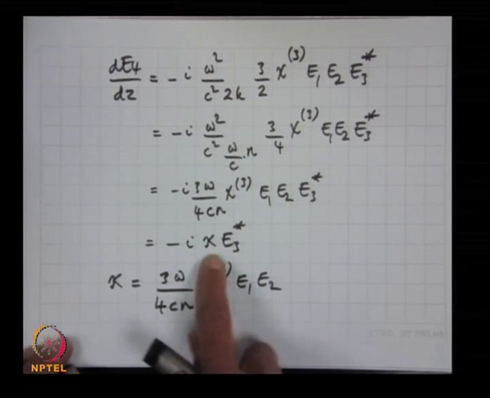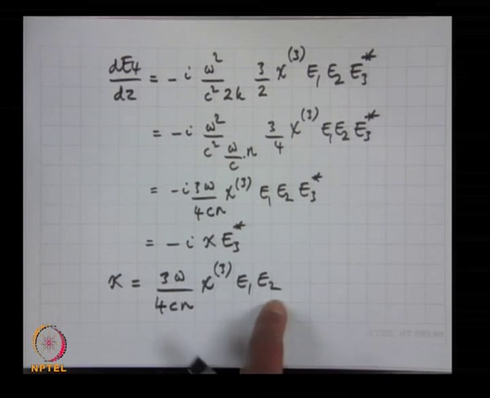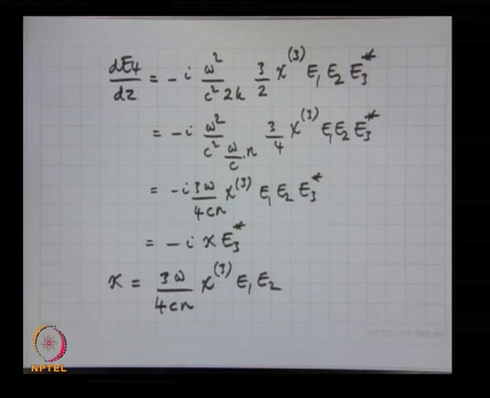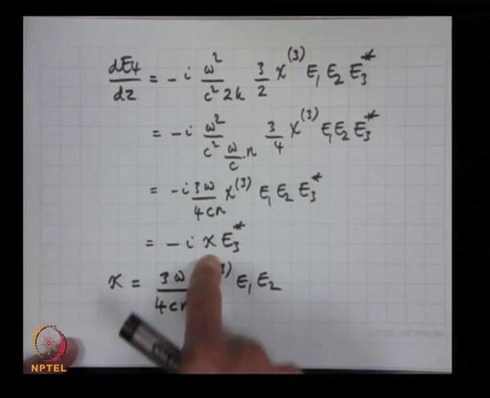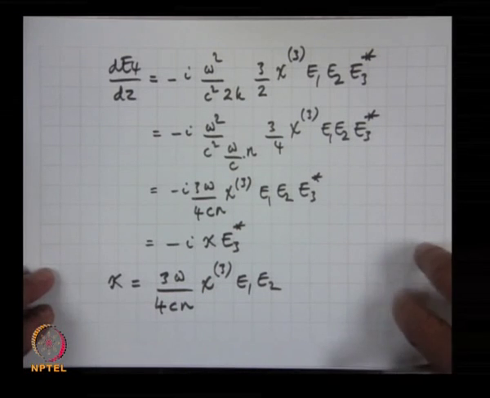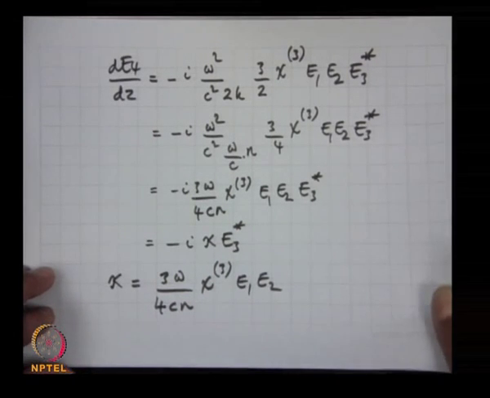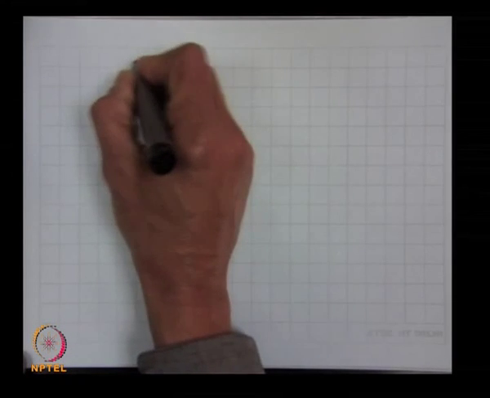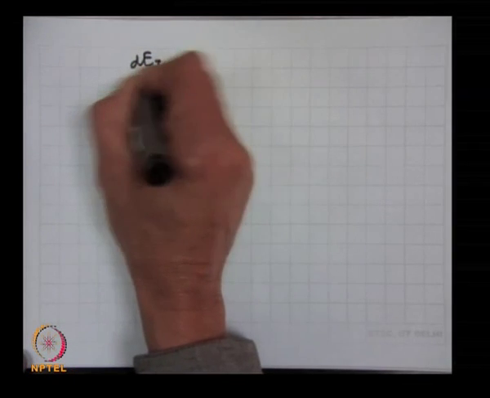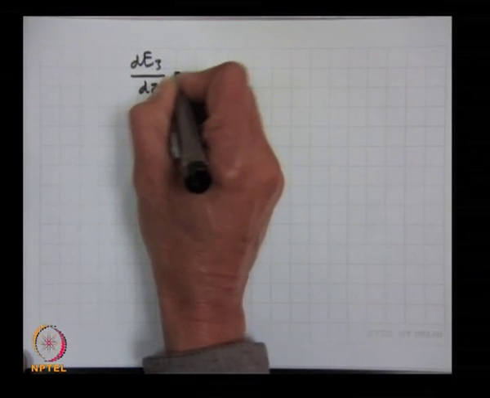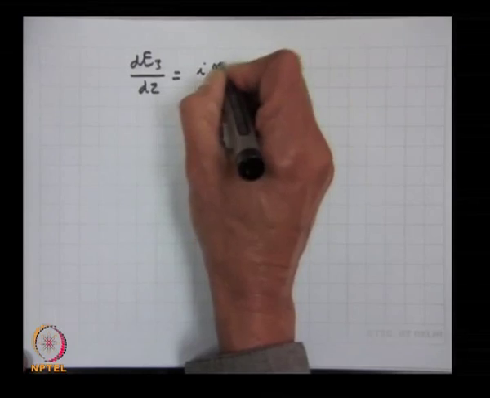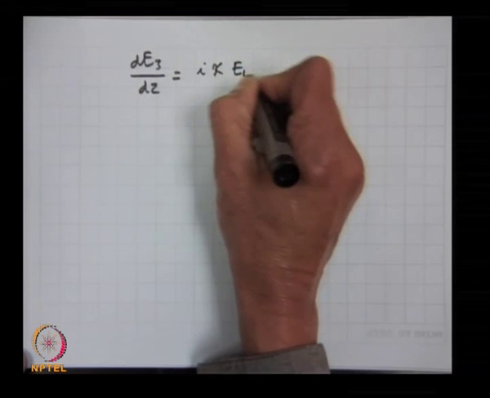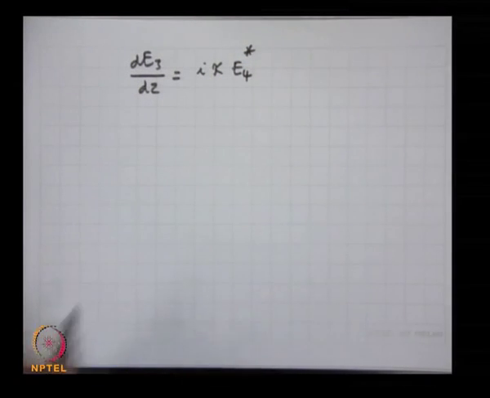So the coupling depends on the intensity of the light corresponding to the two waves which are going in opposite directions. The stronger the electric fields are, the stronger is the coupling between E3 and E4. Now, you can also derive a similar equation for E3 and you will get the following equation. dE3 by dz is equal to i kappa E4 star.